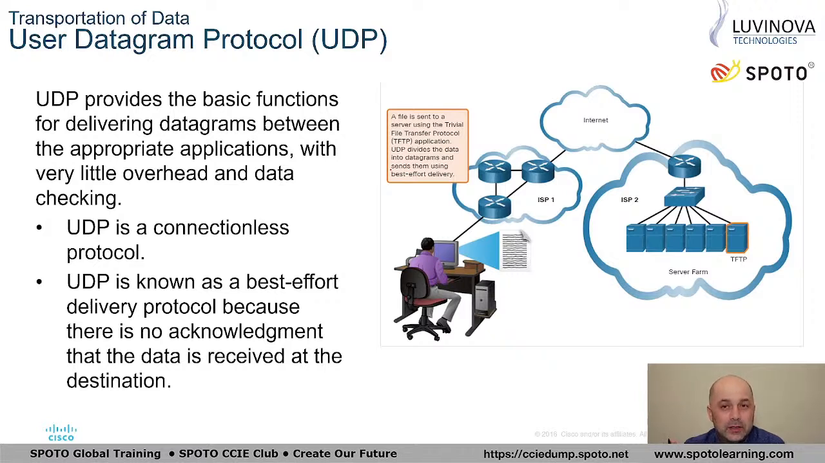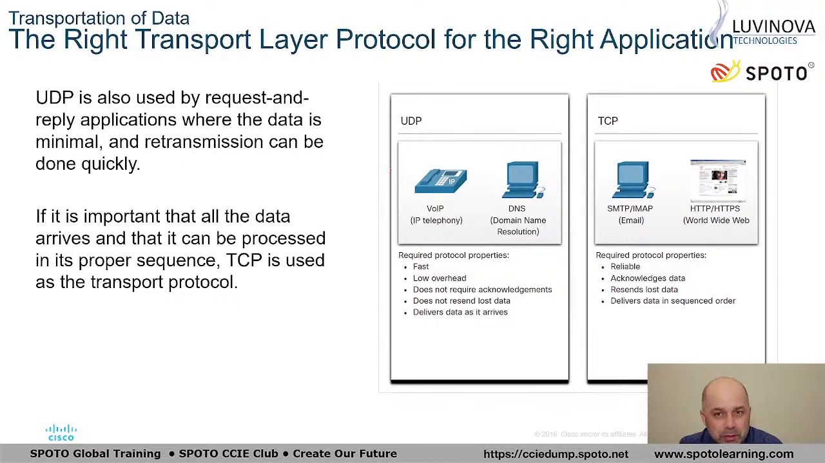What are the services that are using this protocol? We'll see right away. UDP is a faster protocol with low overhead. It does not require acknowledgement, does not resend lost data, and delivers the data as it arrives without reassembling. This is the protocol called best effort. The services using it are gaming and video calling, like streaming services. They don't need acknowledgement. If the data has been sent, that's it. If it arrived, it arrived. If not, that's it. That's why these services don't need acknowledgement.